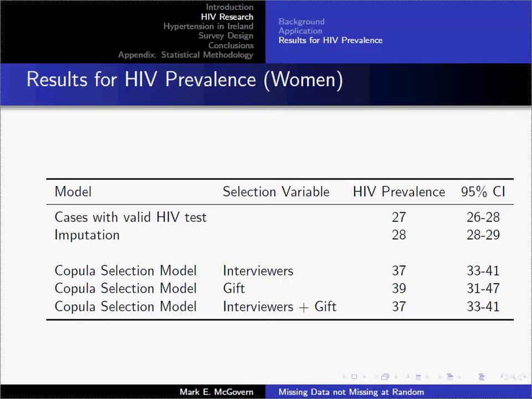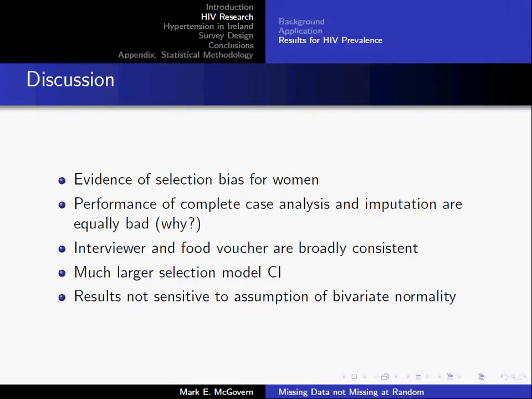So some evidence of selection bias for women. The complete case analysis and imputation results are equally bad, for reasons that we've discussed. The interviewer and food voucher results are broadly consistent. A very important point is the much larger selection model confidence intervals. So I think that at a minimum, we have to acknowledge that when there's a substantial amount of missing data, when we apply a missing at random type approach, we're really being too overconfident in how much we can learn from the data, I would say.